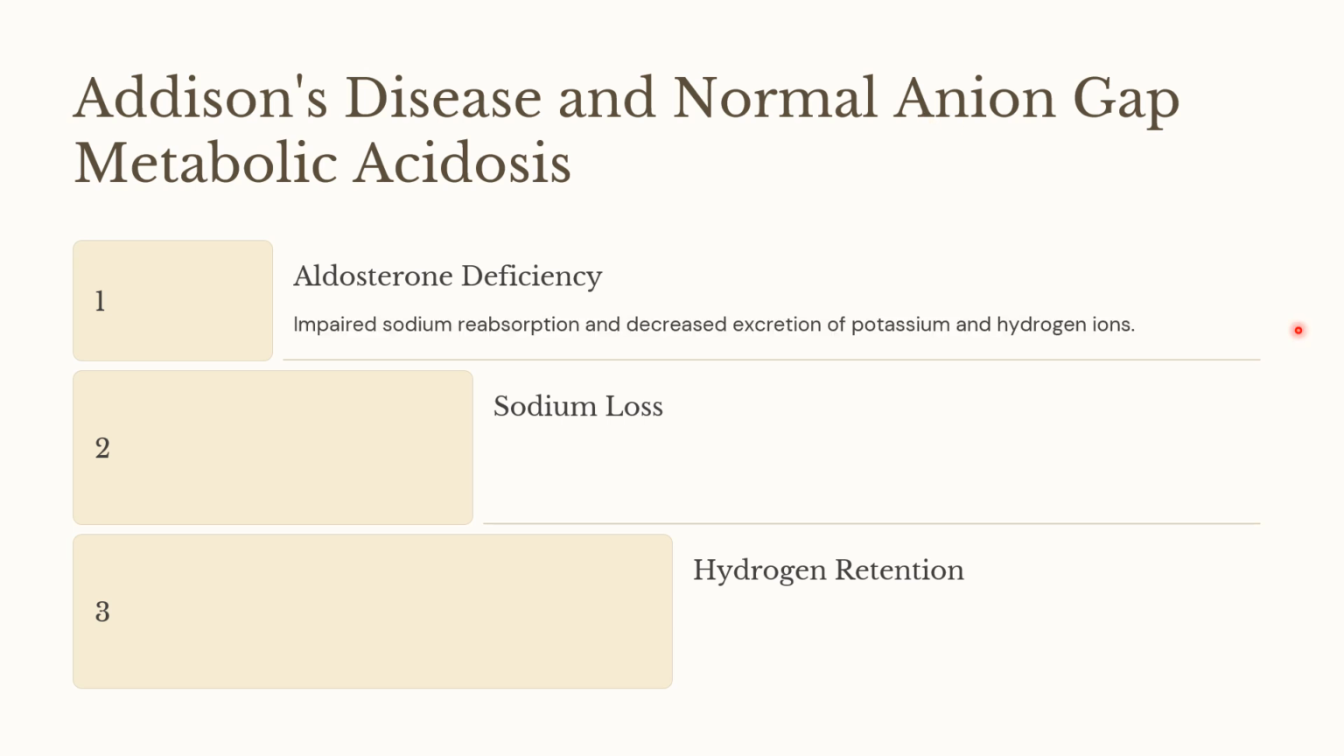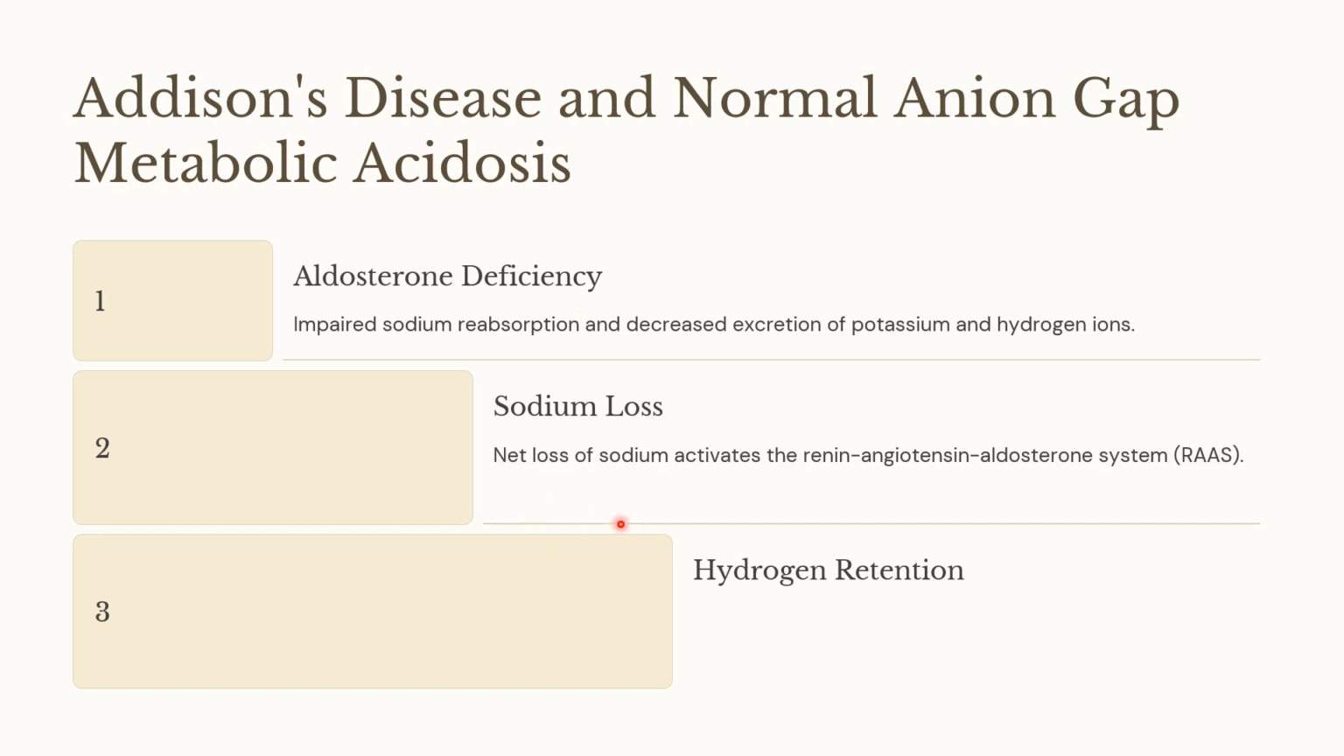But in Addison's disease, because of the lack of aldosterone, there is impaired sodium reabsorption and decreased excretion of potassium and hydrogen. That means we have retention of potassium and hydrogen ions. Since there is hydrogen ion retention, Addison's disease results in acidosis. But why is there a normal anion gap? What happens to the chloride and the bicarb?